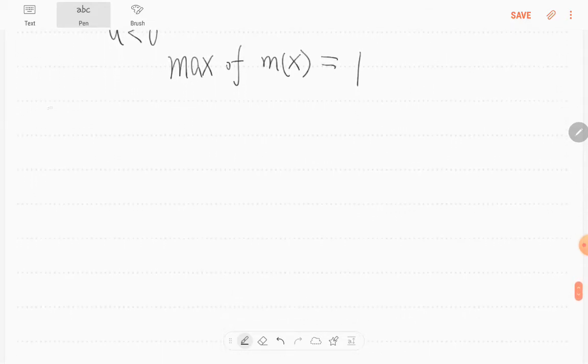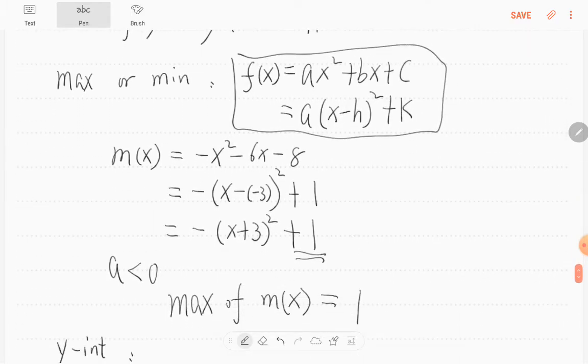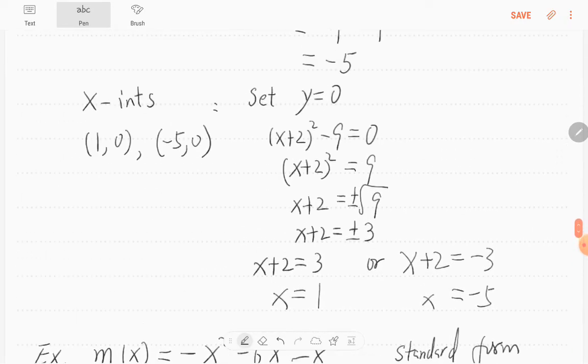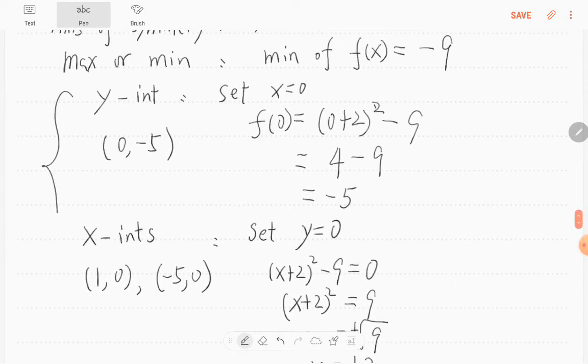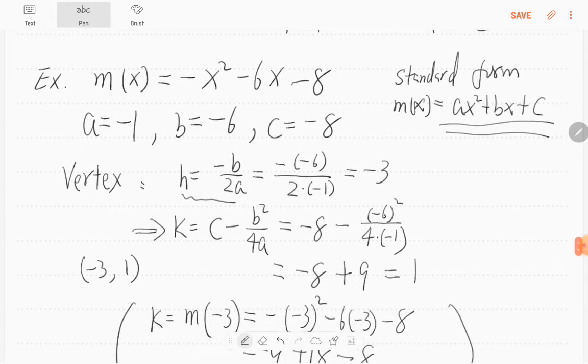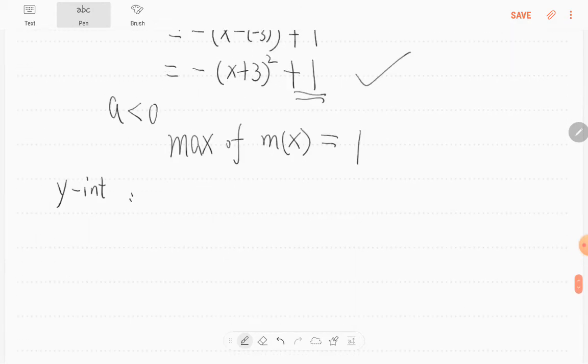So what about the y-intercept? For the y-intercept, we can start from the vertex form to get the y-intercept or x-intercept, as I did in the previous example. Of course, you can start from the standard form to find the y-intercept and x-intercept. Here I want to start from the standard form. It depends on you which way you want to choose.